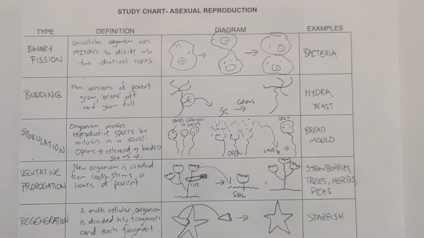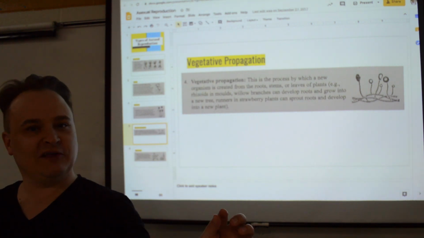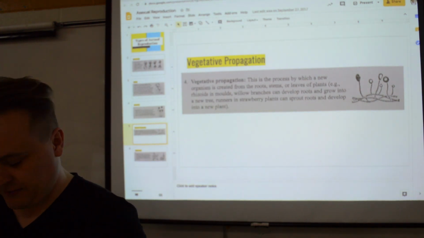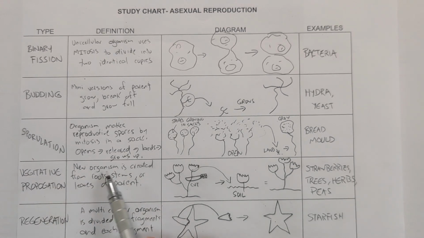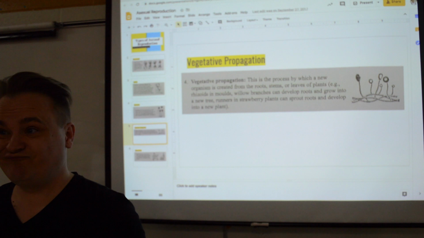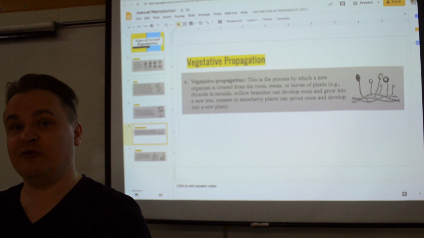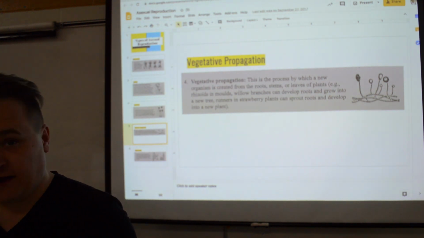Then we have vegetative propagation, what I like to call splicing normally. It kind of reminds me of budding because you take a little piece and it grows up, but it's with plants normally, right? So vegetative propagation, a new organism is created from the roots, stems, or leaves of a parent. For example, you got this nice flower that I drew, and you cut it. You take that cutting, you put it in the soil. Eventually, it'll grow into a full-on flower of its own. Strawberries, trees, herbs, peas. We're going to be talking about peas a lot in about 10 lessons or so when we start talking about genetics. So that's why I included that in there, because the person that did all the pea experiments did a lot of splicing and a lot of cross-pollinating.